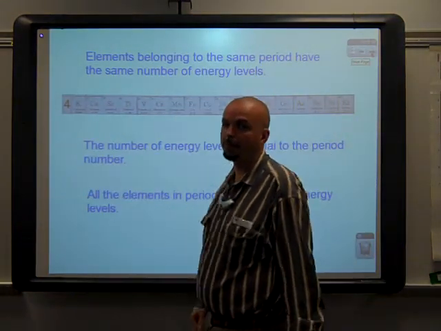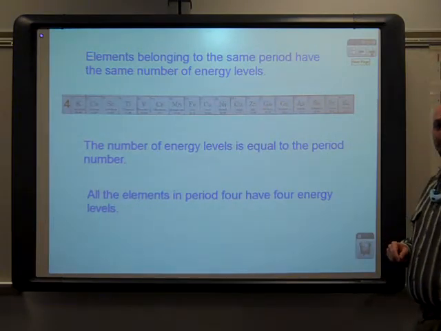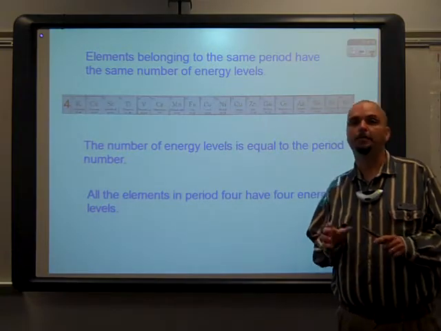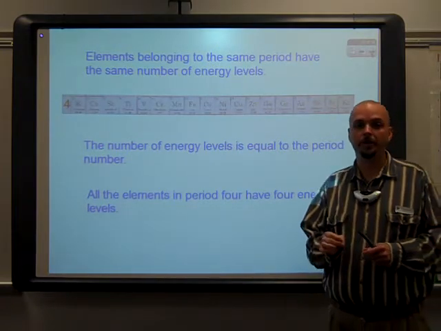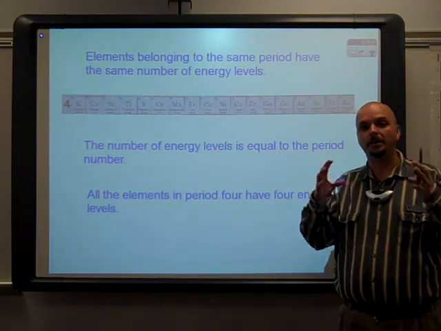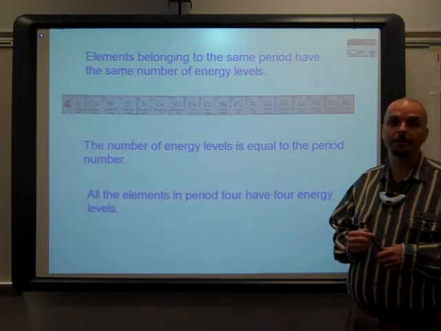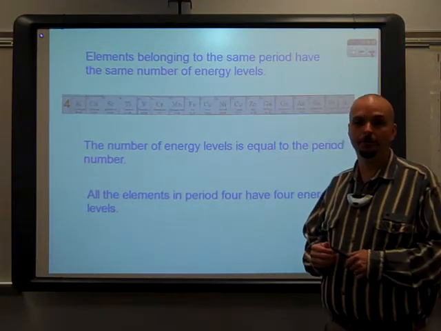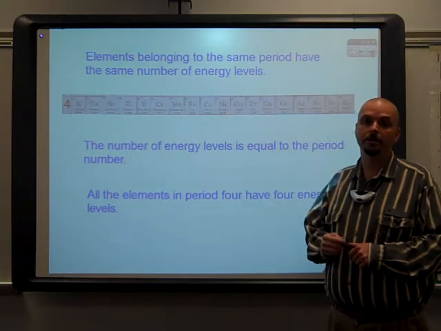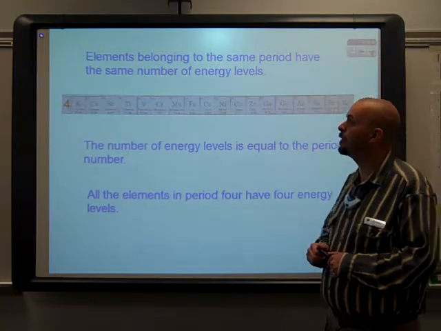This is period 4. I've removed it from the table. Elements belonging to the same period have the same number of energy levels. We talked about how the atom is divided up into two parts. There's the nucleus with the protons and the neutrons. The electrons are in the electron cloud on the outside of the atom. The electron cloud is divided up into energy levels. In these energy levels, you find electrons with similar energy. There are 7 energy levels that we know of. There are 7 periods on the periodic table.